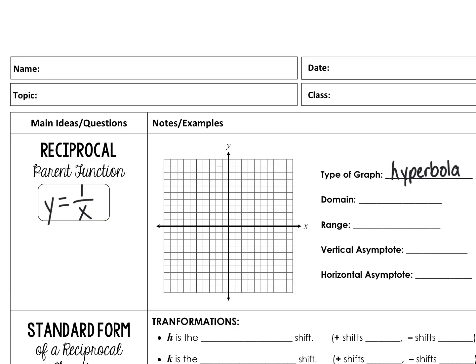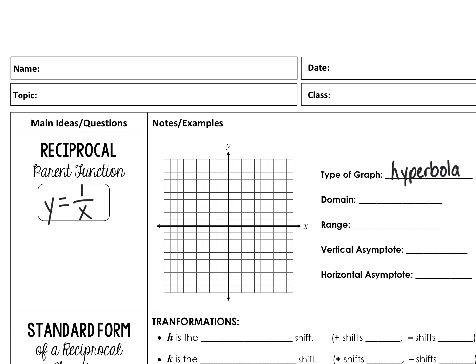Alrighty, I heard a lot of wowzers. These don't look very pretty, do they? They don't. So if we look at Desmos, these are called asymptotes. Say that word with me, asymptotes. Say it again, asymptote. It's kind of fun to say.